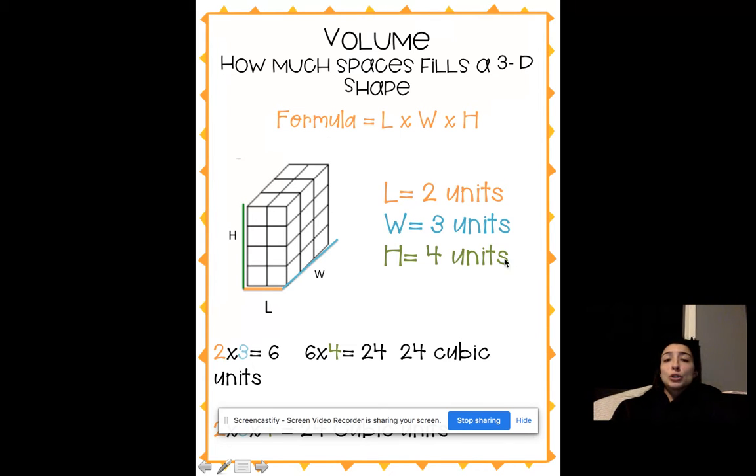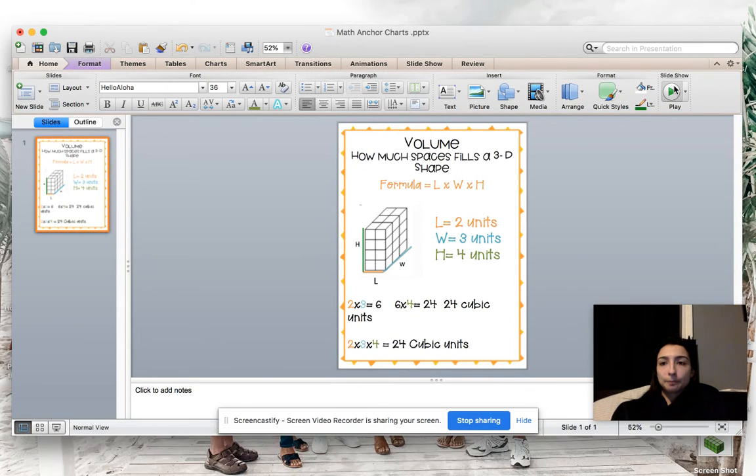To find the volume using our formula, we have to count how many cubes are in each of the length, the width, and the height. The very first one we're going to do is the length. You see this orange line right here. How many cubes make up the length? I see 1 and 2. So my length is 2 units. Then I'm going to count my width. There's 1 cube, 2 cubes, and 3 cubes. So my width is going to be 3 units.